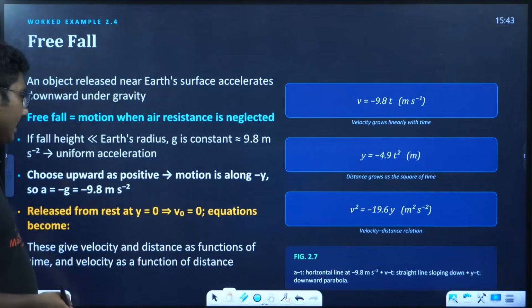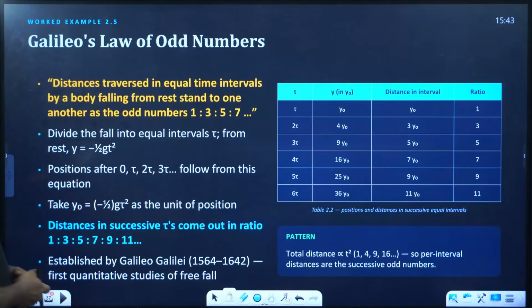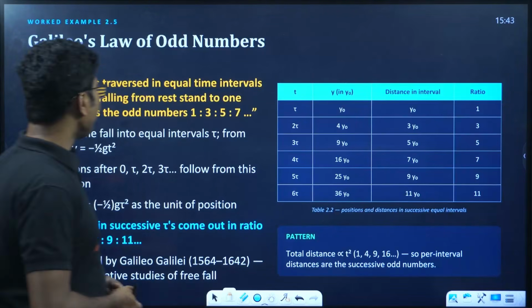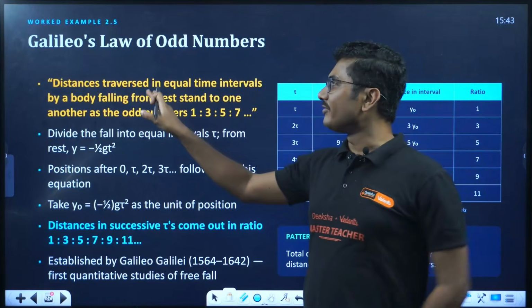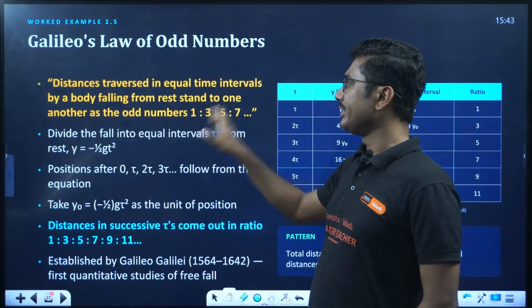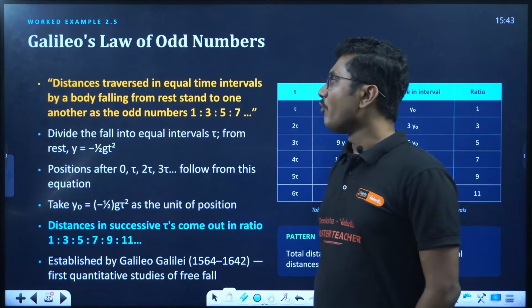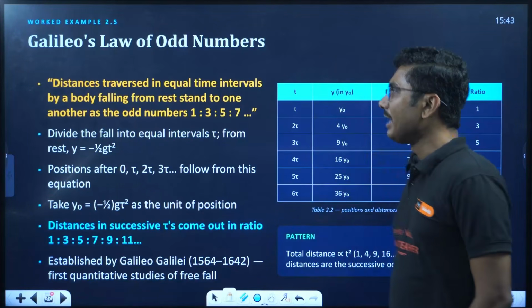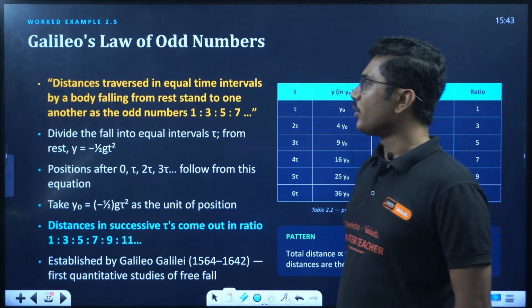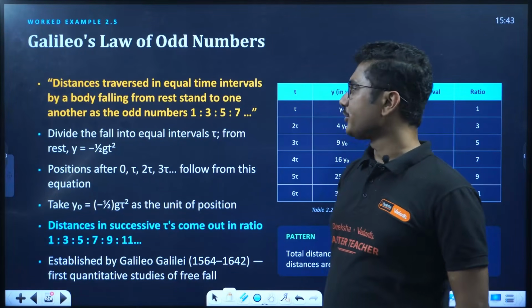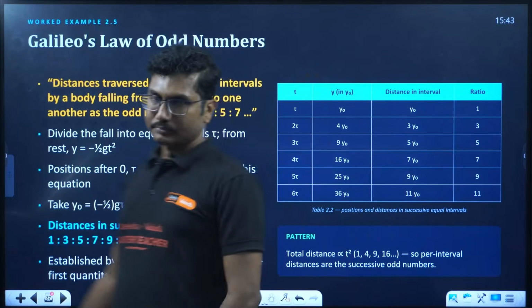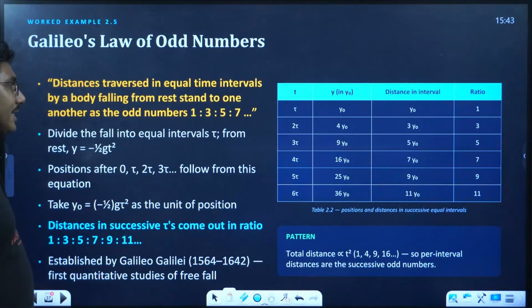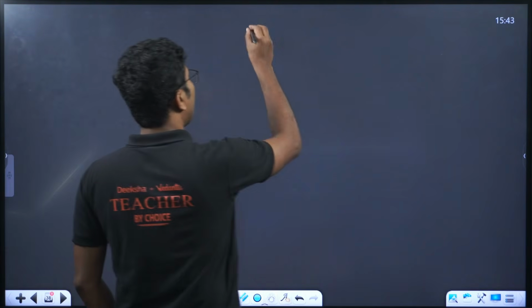Now let's see Galileo's law of odd numbers. This is something very interesting. Okay, distances traversed in equal time intervals by a body falling from rest stand to one another as the odd numbers 1 is to 3 is to 5 is to 7. Okay, so basically what is the question? It says that suppose we have a height.